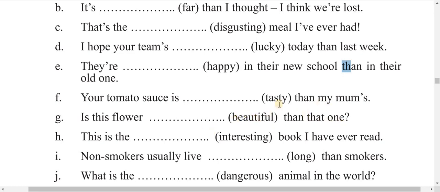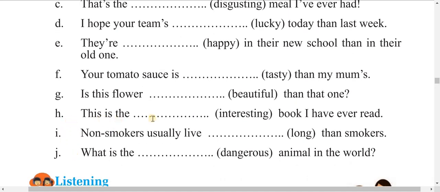G. Is this flower more beautiful than that one? More beautiful than that one. Yes, this is okay now. This flower is more beautiful than that one. This is the most interesting book I have ever read. Most interesting. I told you if there comes the, we should use a superlative degree of adjective after the. And the most interesting. Alright. Non-smokers usually live longer than smokers, long or longer, because you can see than is here. If there comes than after adjective, we should use adjective in comparative degree.